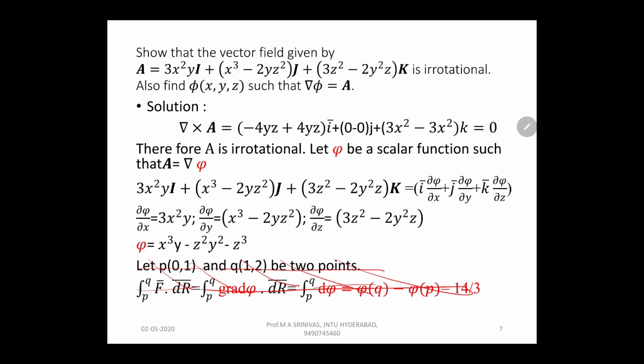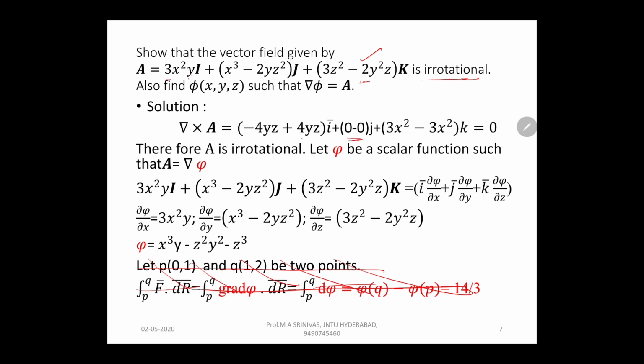Because a bar is this, we need to find curl a bar to show that it is irrotational. Whenever you say curl a bar, this is the first component, this is second, this is third. So first of all, the coefficient of i bar, you have to differentiate this with respect to y. Therefore, it will be minus 4yz, and this with respect to z, again plus 4yz. For the coefficient of j bar, this is to be differentiated with respect to x, there is no x term, that is 0. This is to be differentiated with respect to z, there is no z term, therefore this is 0.